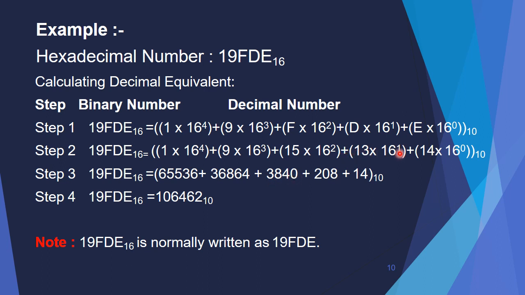And then 3 into 16 to the power of 1 is 16. So that's why you get how much? 208. And then the last one, 16 to the power of 0, anything to the power of 0 is 1, so I have written over here 14. And now when we add up, finally we will get how much? 106462 to the base 10. So now this is converted into which number system? Decimal number system. So this is the process of how we convert a hexadecimal number into the decimal number system.